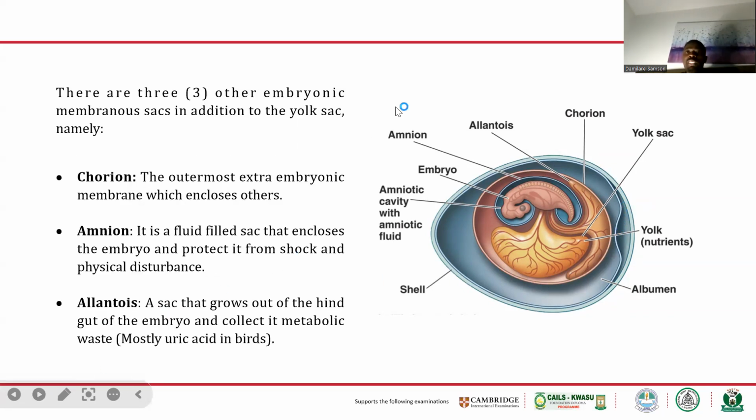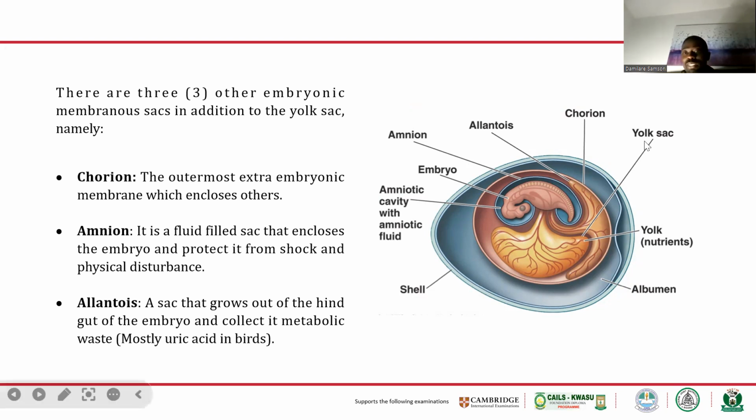Now, most times when IGMB or JUPEB asks questions on this, they draw this diagram, they want you to label it, and after labeling it, they want you to tell them the function of each of the parts labeled. So we want to just look at them. There are three other extra-embryonic membranous sacs in addition to the yolk sac, namely. Now that's the yolk sac.